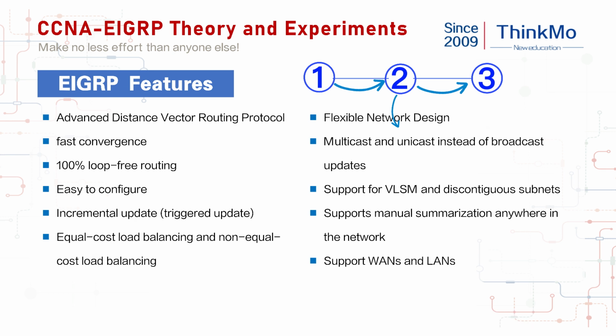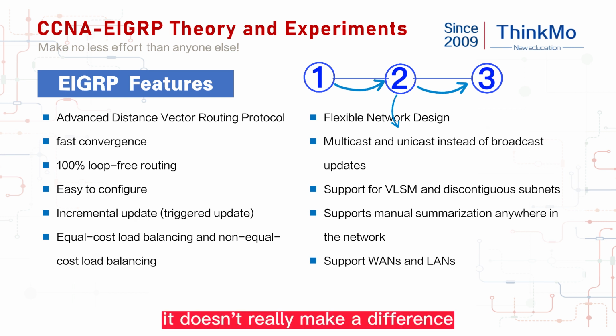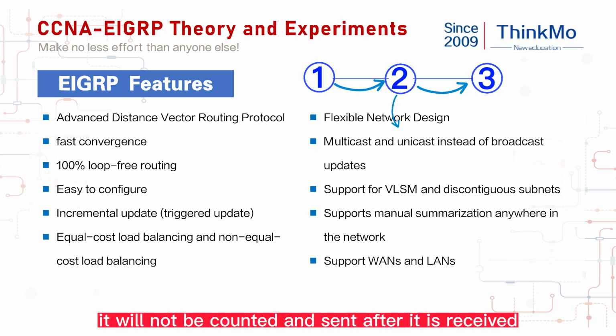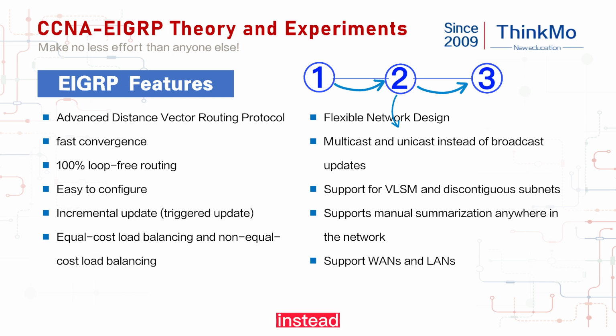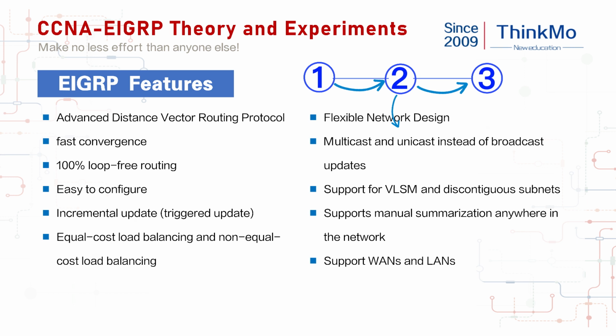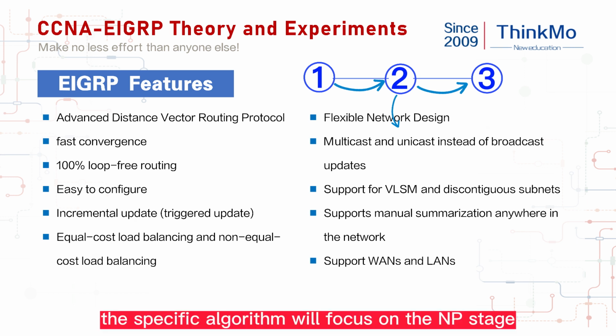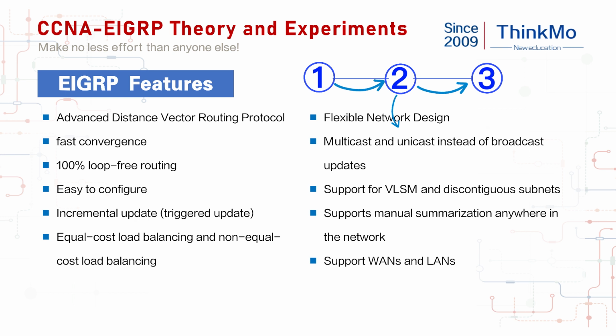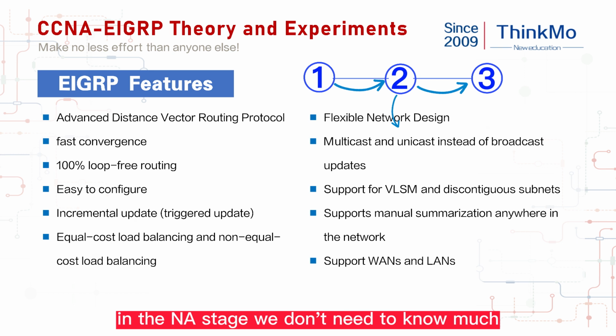Of course, from the point of view of the eating analogy we just used, it doesn't really make a difference, because it also passes the routing table. But it's faster. It will not calculate and then send after it is received. Instead, after receiving it, it takes its own and sends it out together, then runs the calculation locally. It's an algorithm question. The specific algorithm will be the focus at the NP stage. The algorithm is not as simple as I say now, and in the NA stage we don't need to know much.